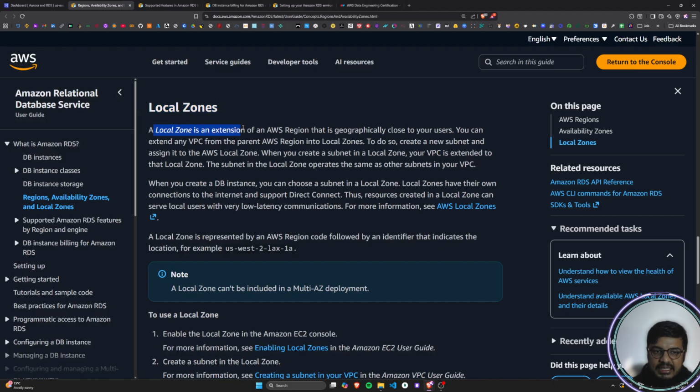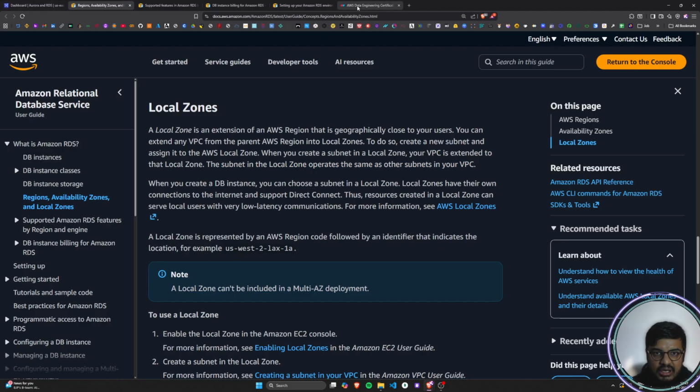So local zones are an extension of the AWS regions that is geographically closer to your users. You can extend any VPC from the parent AWS region to local zones. To do so, create a new subnet and assign it to the AWS local zone. When you create a subnet in a local zone, your VPC is extended to that local zone. The subnet in that particular local zone operates the same as other subnets in your VPC.